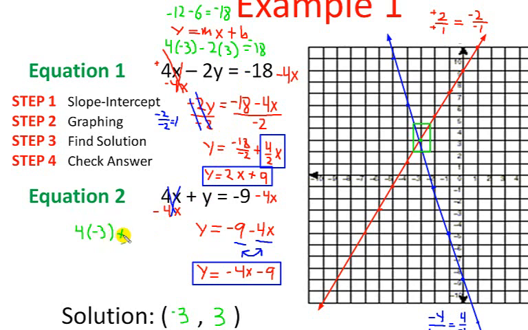Plus y, which is 3, and I want to know if this equals 9. Okay, so 4 times negative 3 is going to give me negative 12, plus 3, and yes, that does equal 9. Negative 12 plus 3 equals 9. So yes, that was step 4. I just checked my answer by plugging it back in, and it worked for both equations.